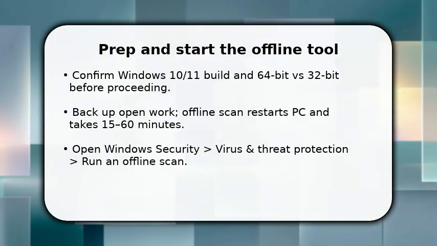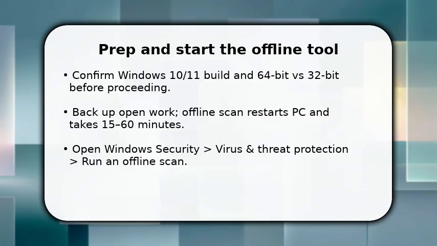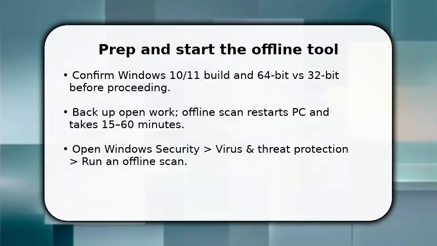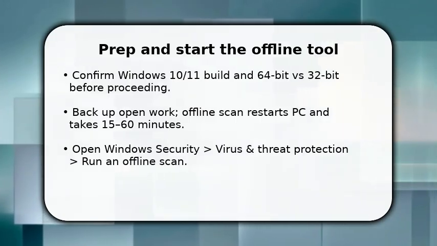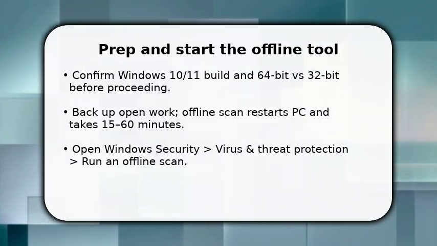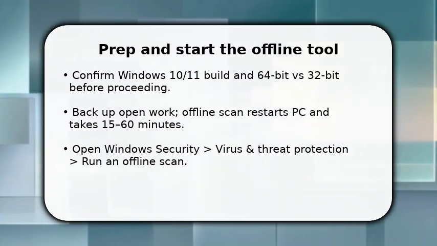You'll begin by verifying system compatibility and saving your work. Once done, the tool can reboot your PC to an isolated environment. Open Windows Security, go to Virus and Threat Protection, and choose Microsoft Defender Offline. This avoids active malware interference.